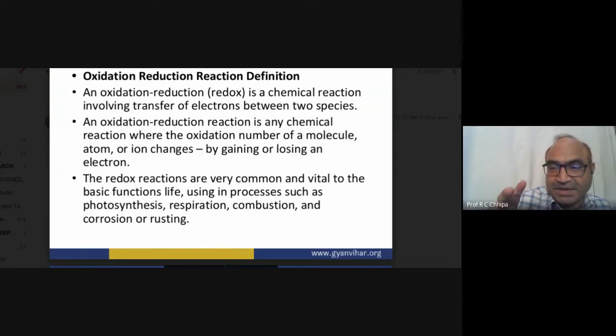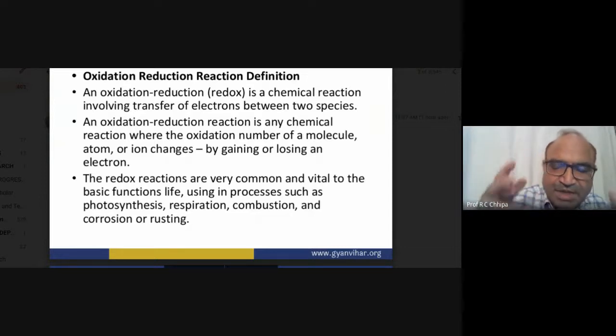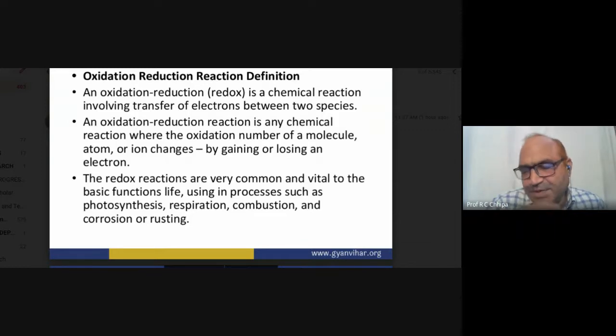Very interesting and magical how the plants convert the non-living seed. So many natural reactions are there, including respiration. What is respiration? We take oxygen from the air.